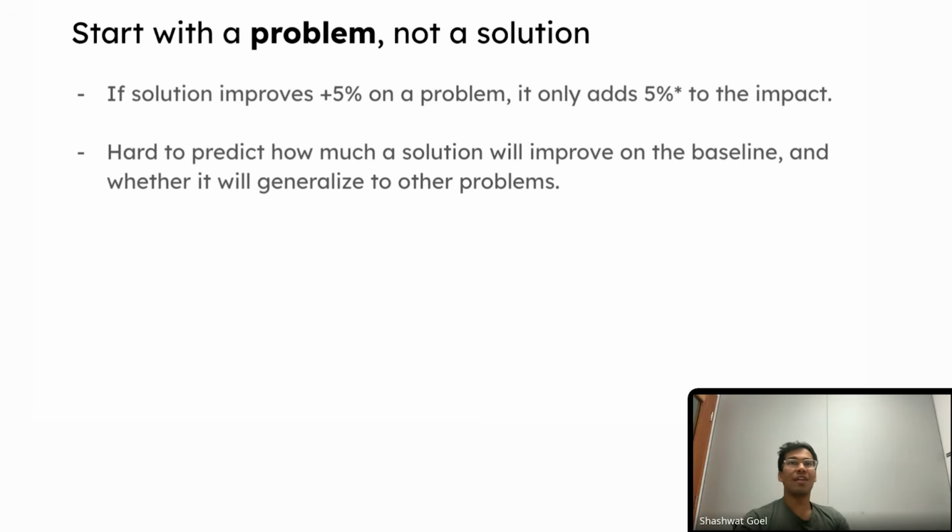And the other thing is that when you start a research project, it's usually very hard to predict. Let's say you had an idea. You read a paper and you felt like, okay, I can change this one thing in the paper and it should improve things.